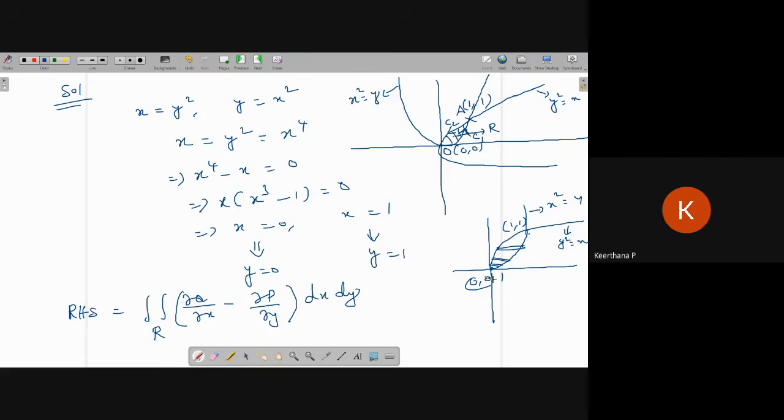Y is 0. Okay, so it is traveling like this. It is going like this, going like this, going like this. So it will end here. Finally, it will end here.